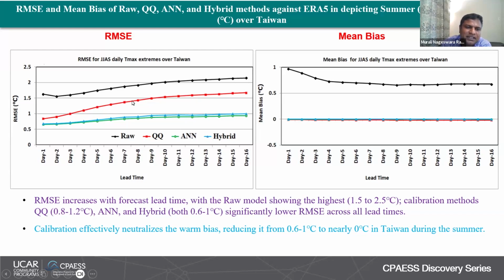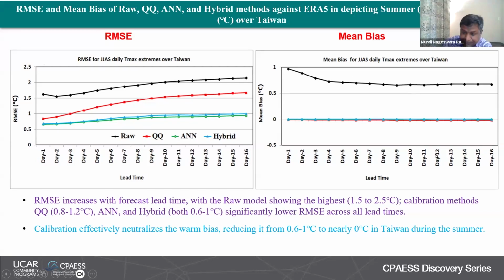But when we compare the QQ method with the ANN and hybrid methods, there is a greater reduction in RMSE, with low RMSE for all the forecast lead times. When compared with the Quantile-Mapping method, the improvement can be seen particularly for the longer lead forecasts, like day 16 and day 15. And when you look at the mean bias, all the calibration methods mitigate it well and remove the warm bias.